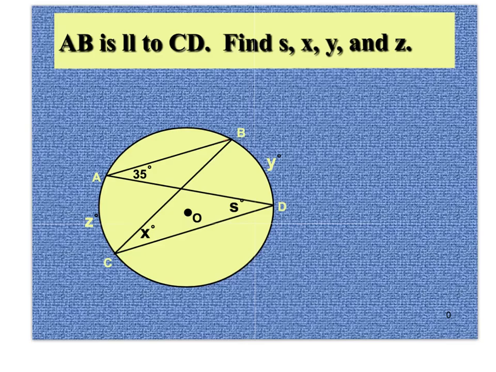Okay, so I see an inscribed angle right here. That's 1/2 the measure of arc BD. So all I have to do is double angle A, and I get 70 degrees is equal to Y. I also have another inscribed angle that intercepts the same arc BD. So that means angle A and angle C are the same angle. So this is 35 degrees.